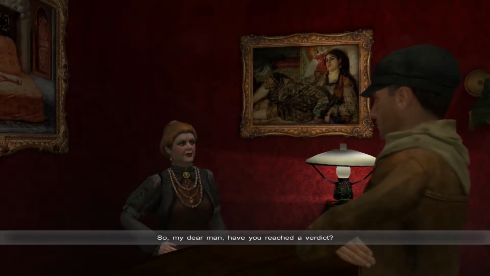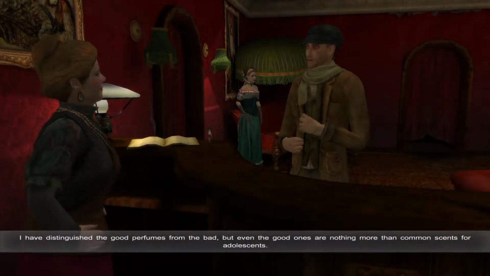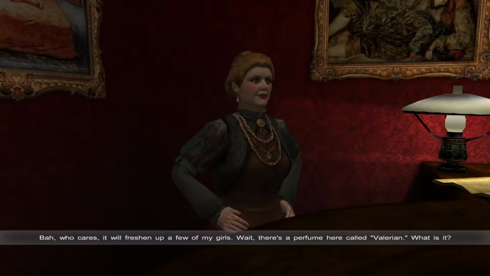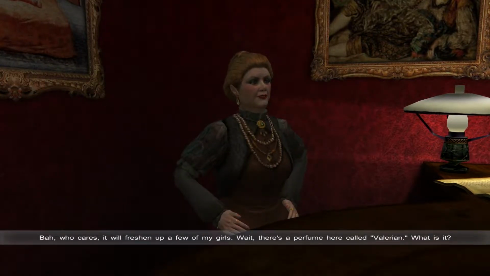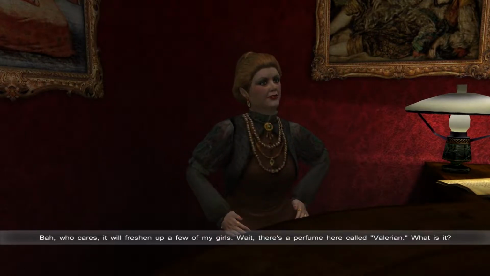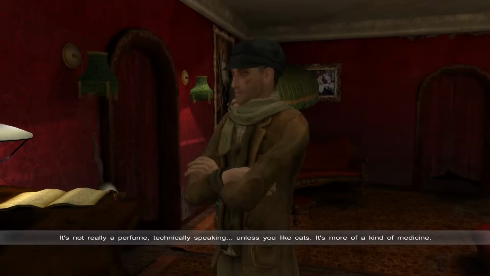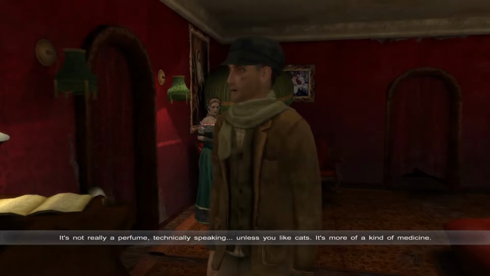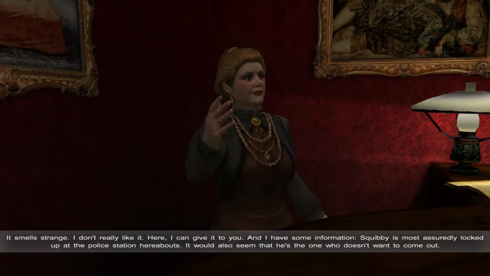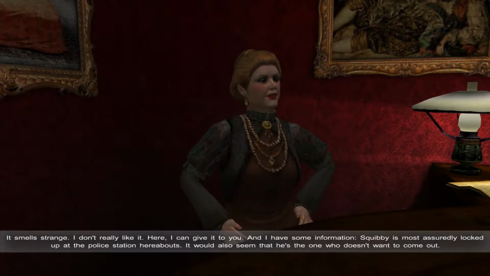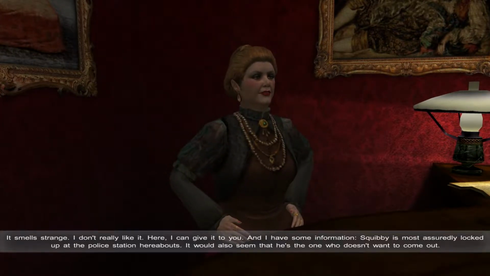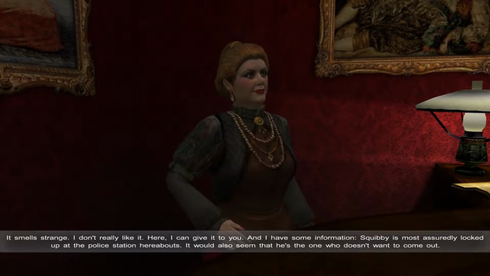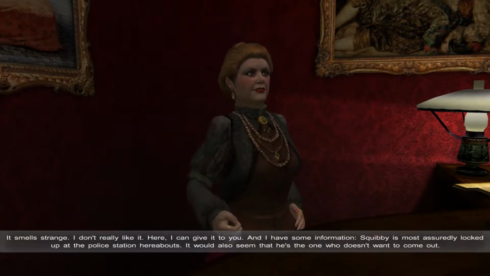So, my dear man, have you reached a verdict? I have distinguished the good perfumes from the bad, but even the good ones are nothing more than common sense for adolescents. Who cares? It'll freshen up a few of my girls. Wait, there's a perfume here called Valerian. What is it? It's not really a perfume, technically speaking, unless you like cats. It's more of a kind of medicine. It smells strange. I don't really like it. Here, I can give it to you. And I have some information. Squibby is most assuredly locked up at the police station hereabouts. It would also seem that he's the one who doesn't want to come out.